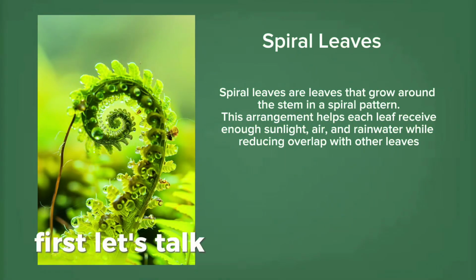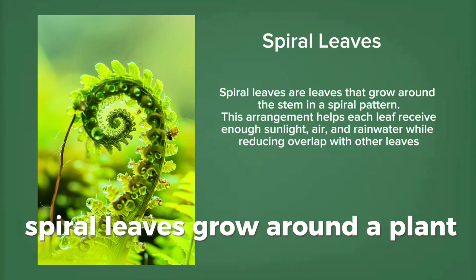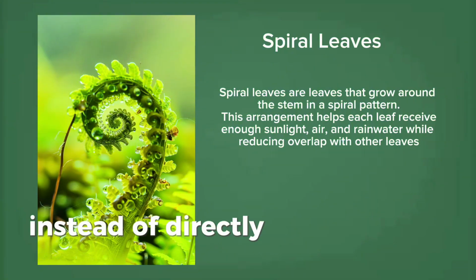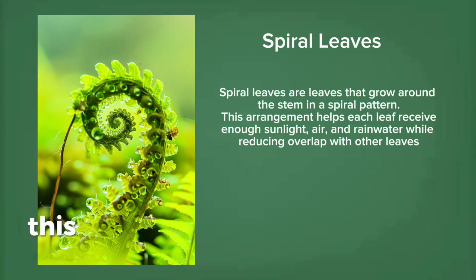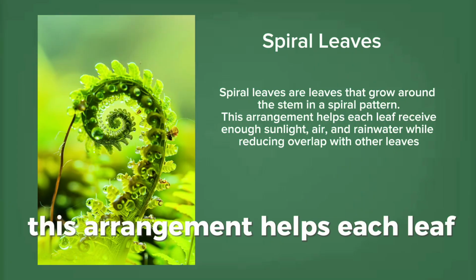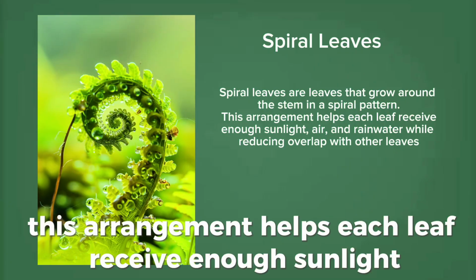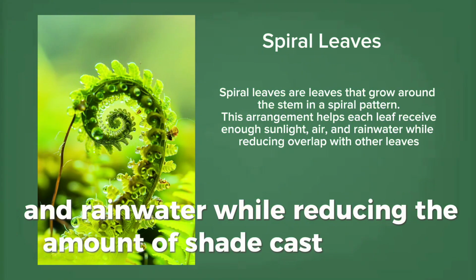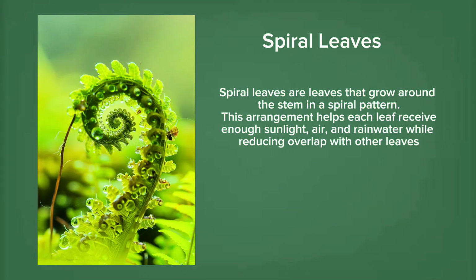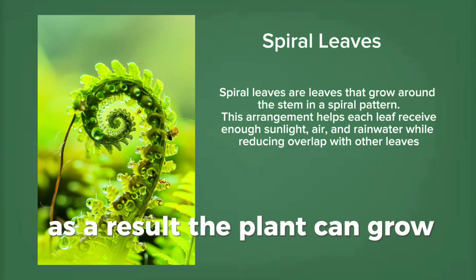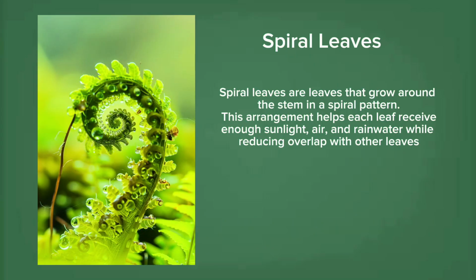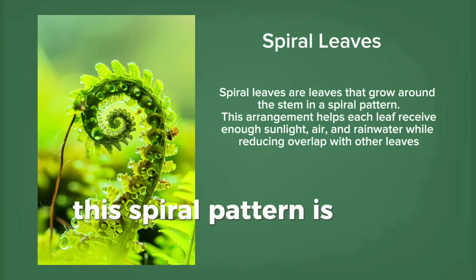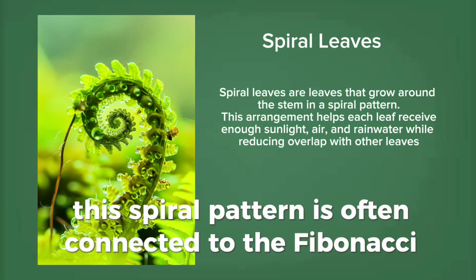First, let's talk about spiral leaves. Spiral leaves grow around a plant stem instead of directly opposite each other. This arrangement helps each leaf receive enough sunlight, air, and rainwater while reducing the amount of shade cast by other leaves. As a result, the plant can grow more efficiently. This spiral pattern is often connected to the Fibonacci sequence.